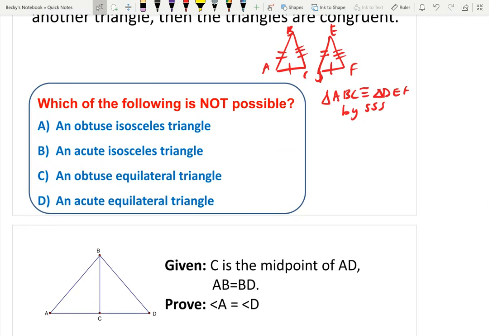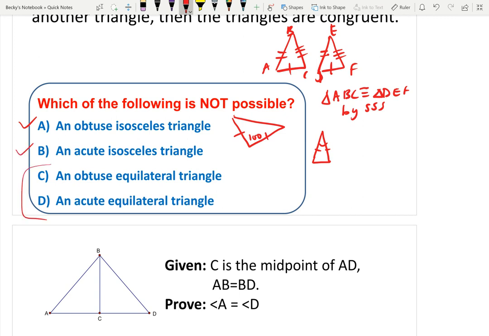Which of the following is not possible? Obtuse isosceles. This can be 100, but these 2 sides can still be the same, so that works. Acute isosceles. Well, these 2 could be really tiny and these could be the same. So that works. So it's down to these two.